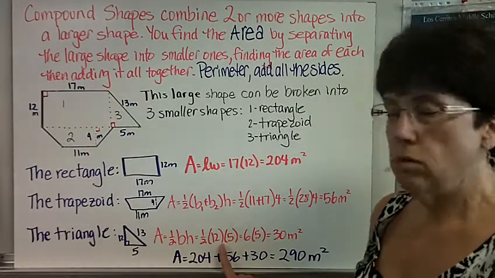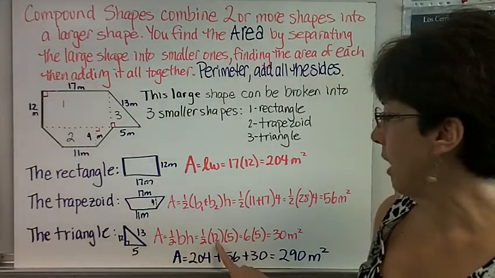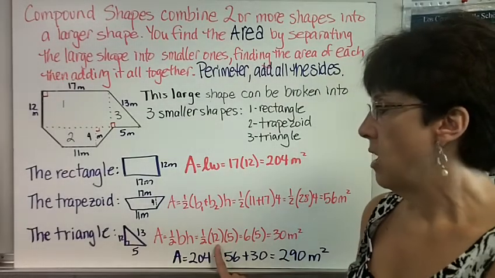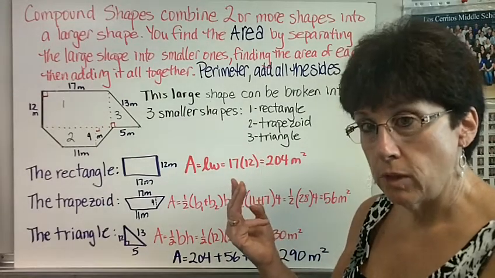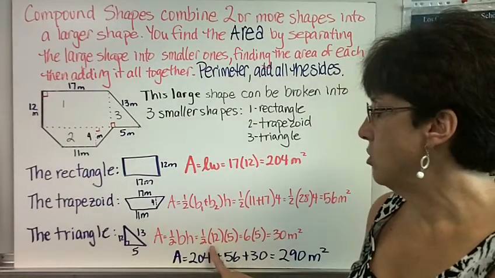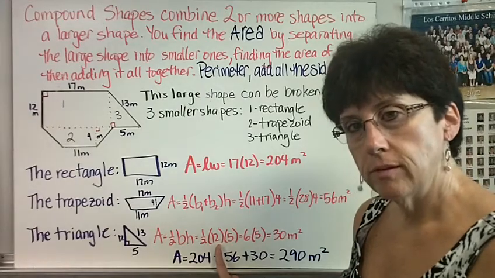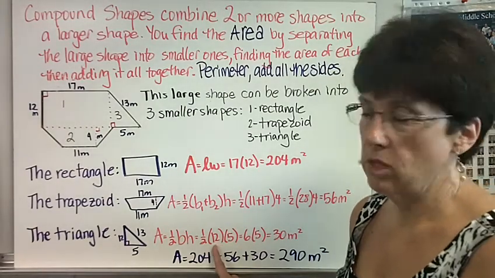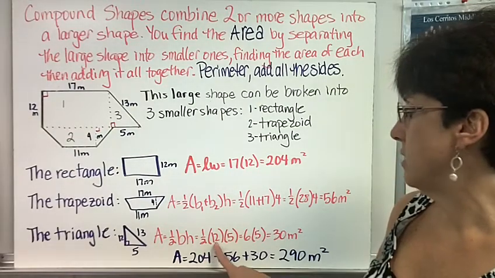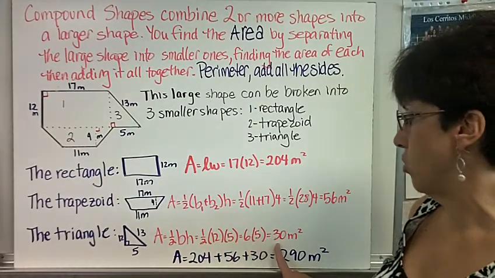Now, notice that I switched them around and I put the 12 next to the half, because remember, commutative property, you can change the order in multiplying and adding. And isn't it easier to take half of 12 than half of 5? Always take half of your even number. It makes your life so much simpler. So half of 12 is 6, and 6 times 5 is 30.